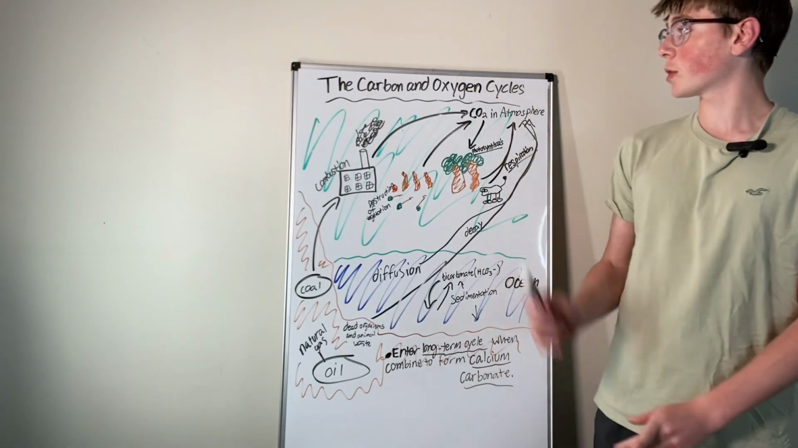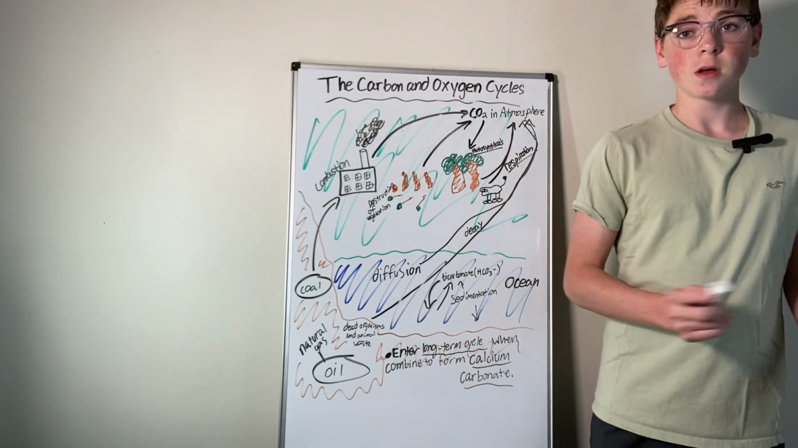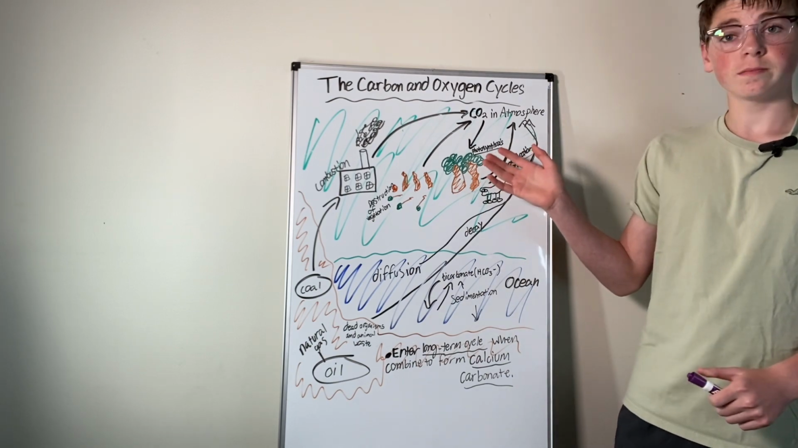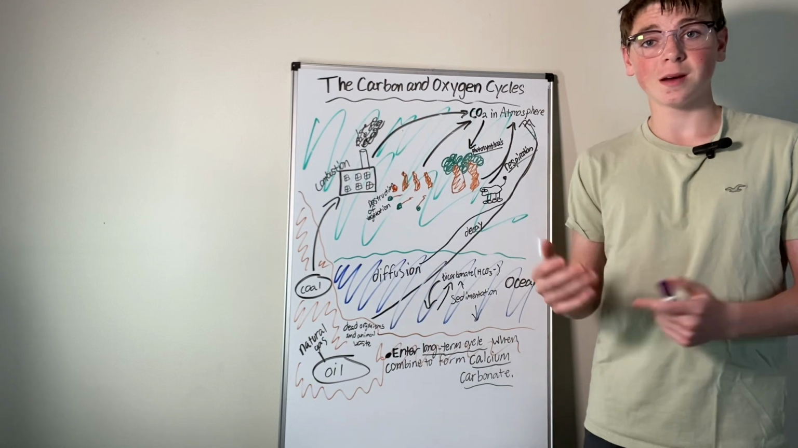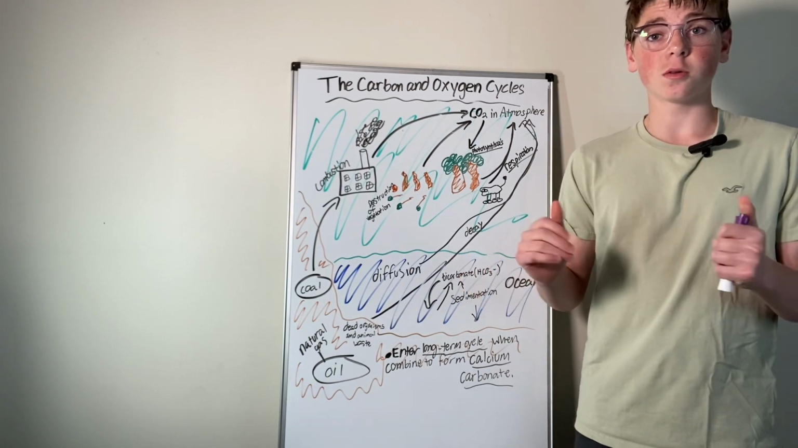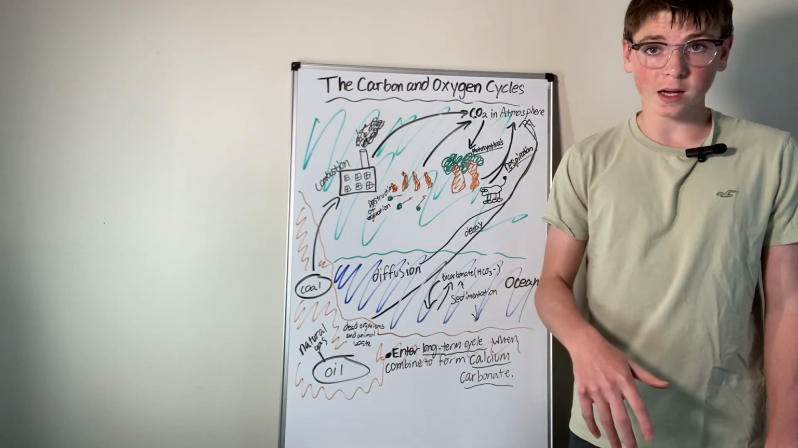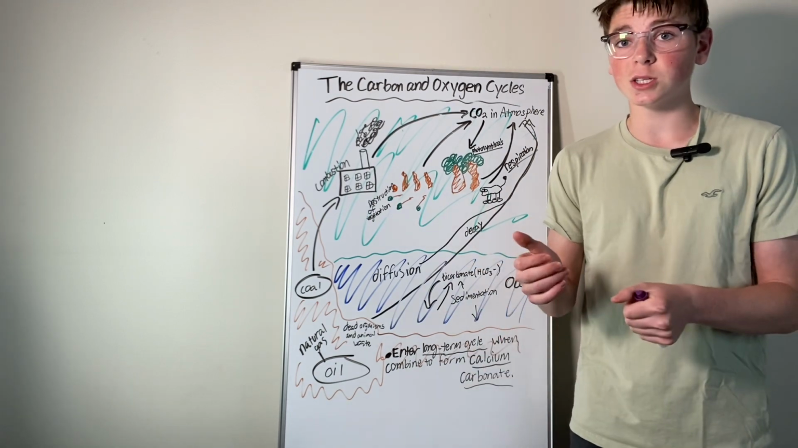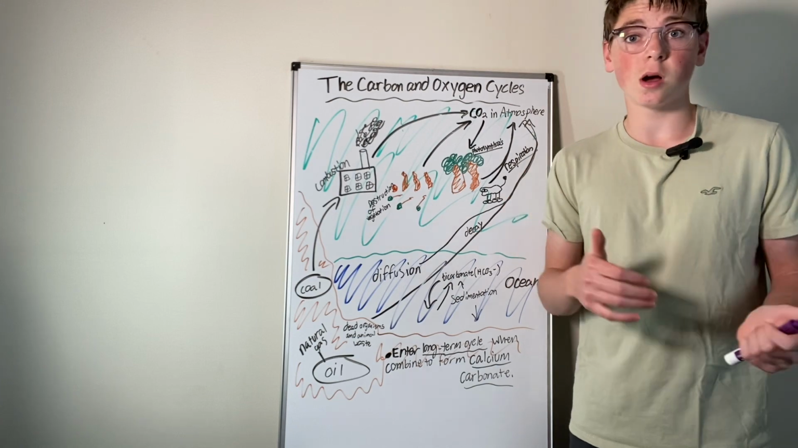Today I'm going to talk about the carbon and oxygen cycles. So let's start with the carbon dioxide in the atmosphere. The way to get rid of this carbon dioxide is to go through photosynthesis. So carbon dioxide, water, and sunlight enter plants, and oxygen and glucose are released.